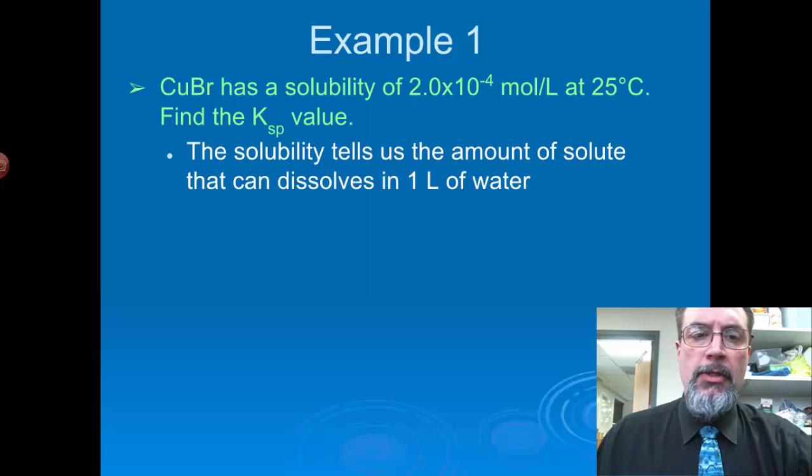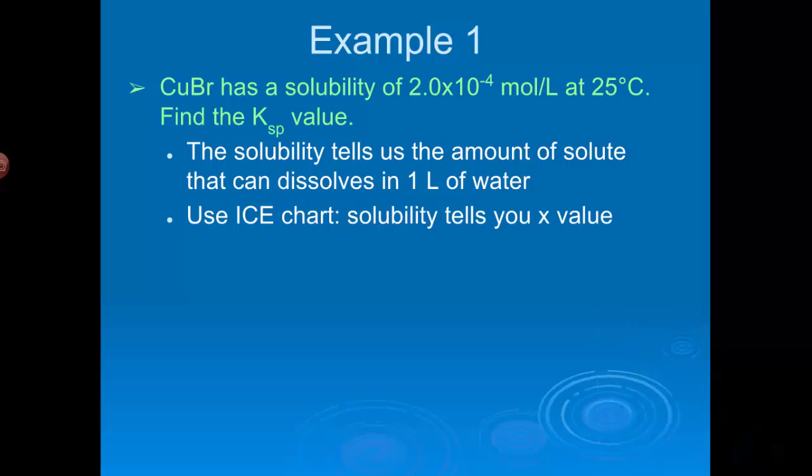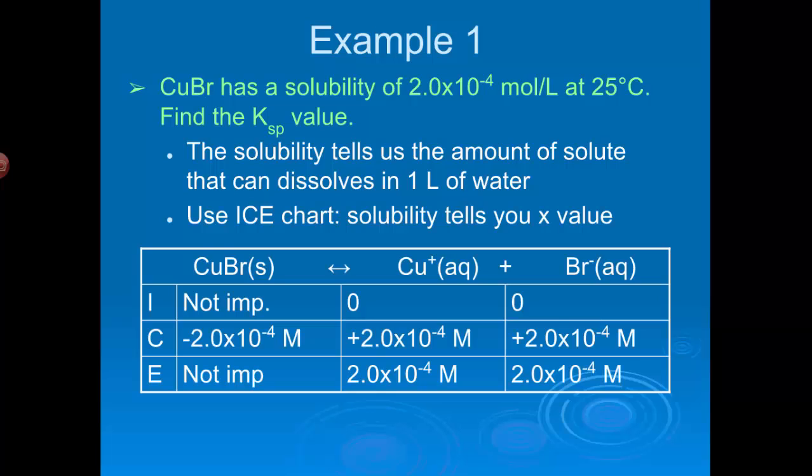So since CuBr is a binary salt, meaning it's made of 1 copper ion and 1 bromide ion per formula unit, this is actually pretty easy. Okay? So CuBr is in equilibrium with Cu plus and Br minus. We don't care about the solid's concentration initially. What we care about is what happens over the course of the dissolving. Now, we know that the maximum amount of the salt that's going to dissolve is 2.0 times 10 to the minus 4. It doesn't matter how much we start with, but only 2.0 times 10 to the minus 4 moles per liter are going to dissolve.